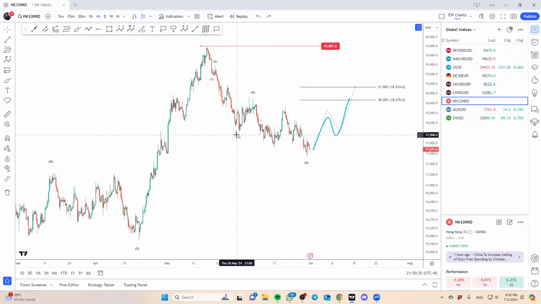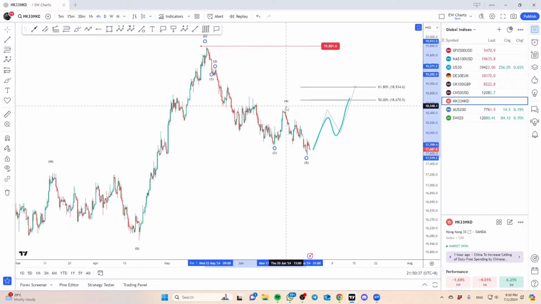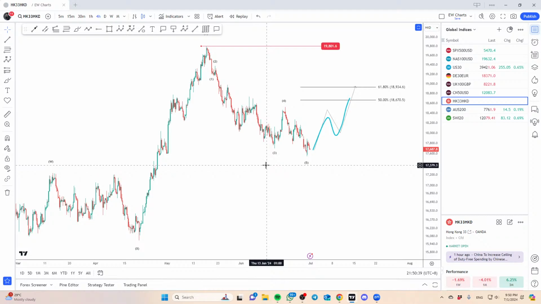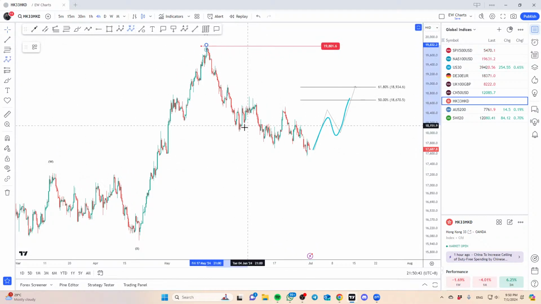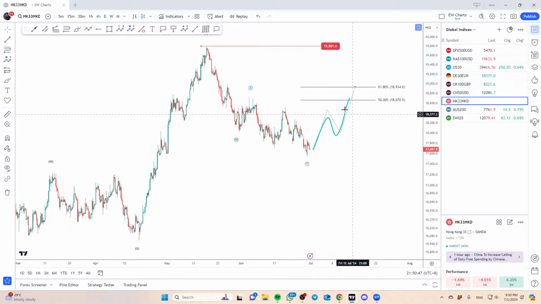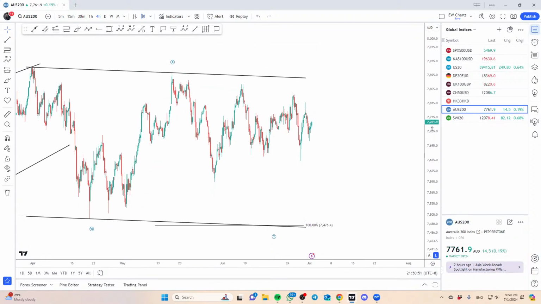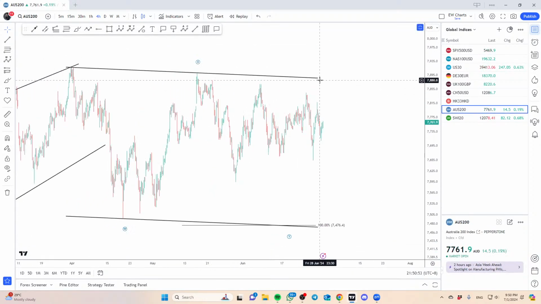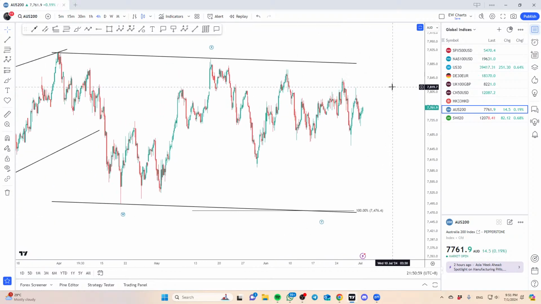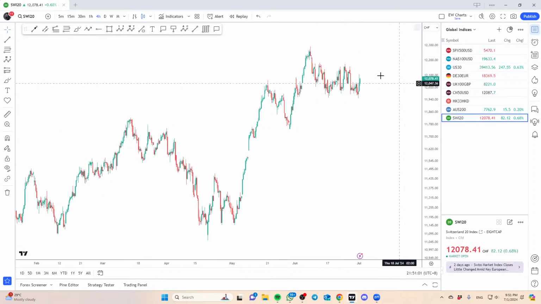Okay, yeah. So again, this label here potentially can change. Again, to me, labeling is not important, right? Because this can just be seen as a simple three-way structure here as well. Okay, so that's on the Hang Seng side of things. Aussie 200 very much correctively sideways now, similar to Aussie dollar. So I would suggest this one probably not the clearest of things to be trading.